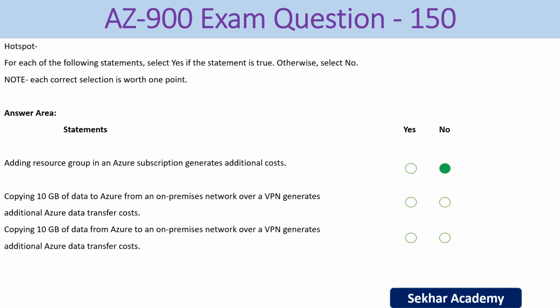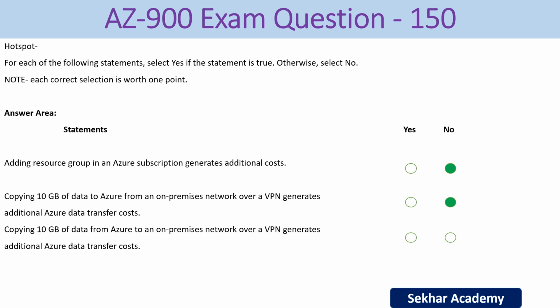Next statement: copying 10 GB of data to Azure from an on-premises network over a VPN generates additional Azure data transfer cost, right? Copying 10 GB of data to Azure from an on-premises network over the VPN, so will that generate additional Azure data transfer cost? The options we have are yes or no. The right answer here is no. There will be no additional transfer cost here. So the right answer is no.